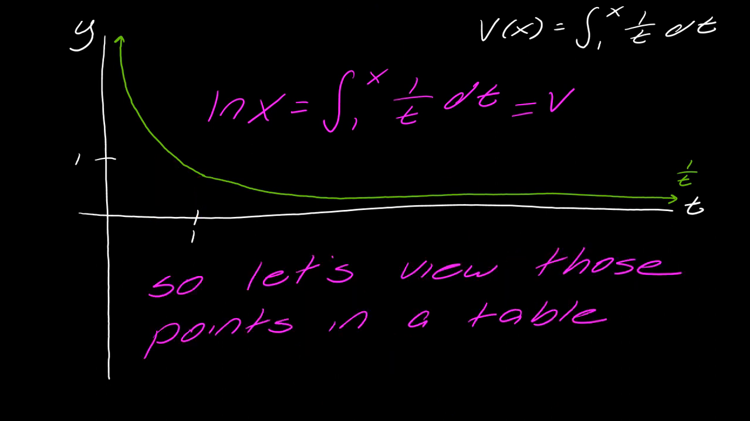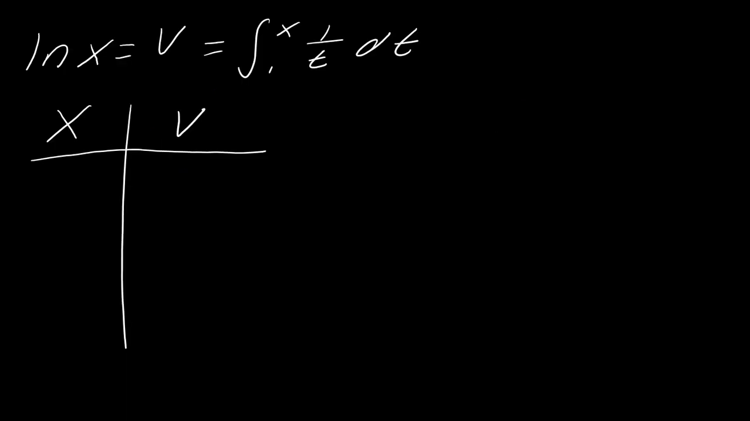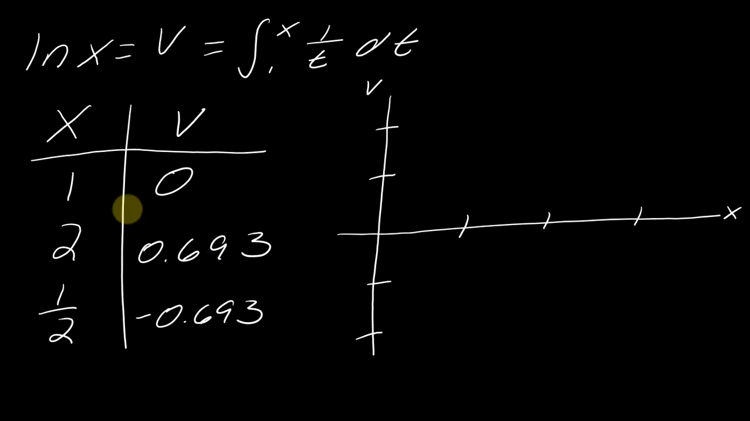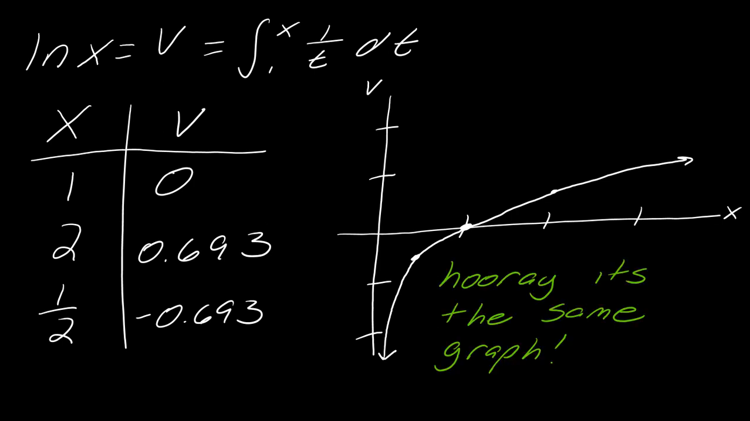Okay, so now let's put those points that we just came up with in a table. These are all values that we already discussed. Remember, I plugged in 1, 2, and 1/2, and then I got out the value of this integral. As we were calculating those areas, they were these values. So if I set these up now on a graph and I just plot them as these x, v points, look at what I get. So, hooray, this is the same graph. This is the same graph as the natural log of x.